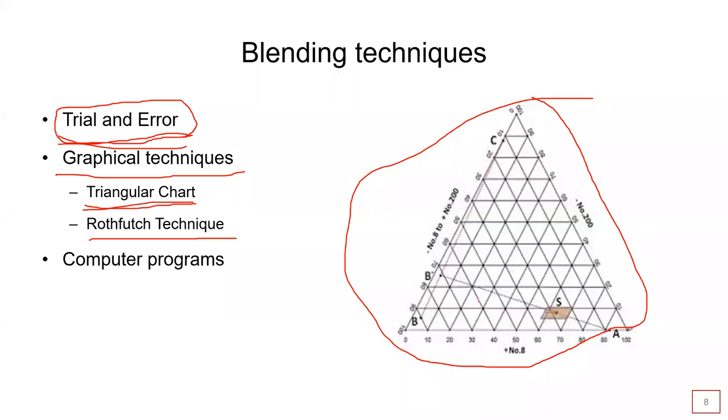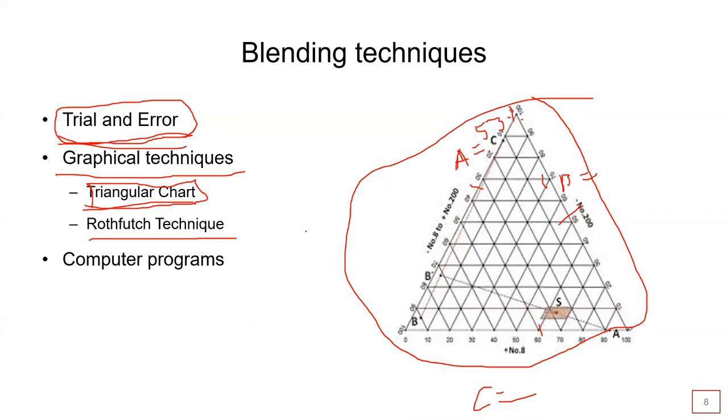In the triangular chart you will have three different sources, source A, source B, source C. You have to plot different points there, and ultimately after lots of calculations you will get the percentages directly. Suppose this is source A, this is source B, and this is source C. After doing the calculations and the graphical plots, you will directly get the answer that from source A I have to take 53%, from source B this much, from source C this much. So by looking at the name itself, you can say that this triangular chart method is applicable only when you have three sources. But what if you have more than three sources?